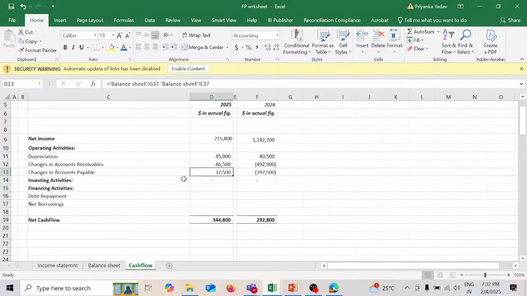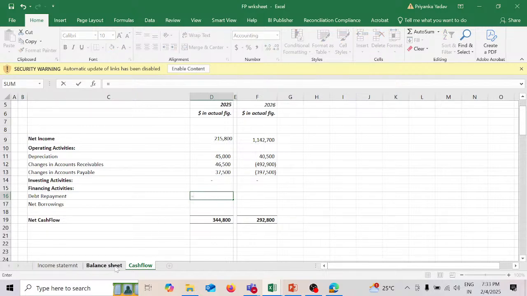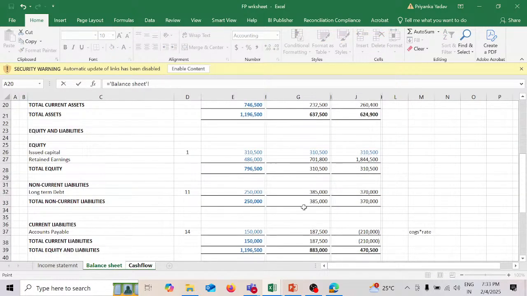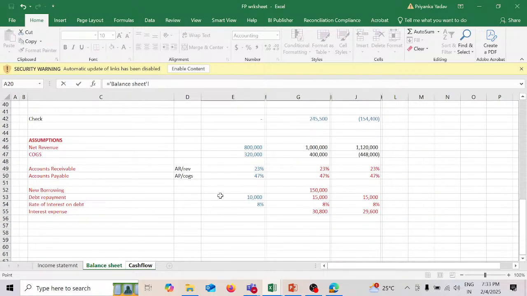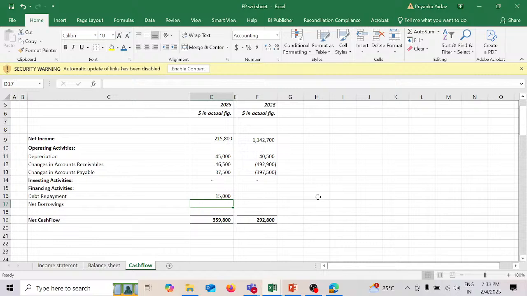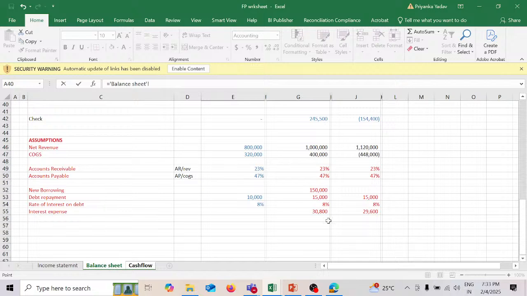We don't have any investing activities. We haven't bought any new property, equipment or any fixed asset, so we don't have this. Now we have financing activities. We have borrowed a loan, so the debt repayment here will again pick up straight from your balance sheet. And lastly is the net borrowing. All this we have already calculated over here.